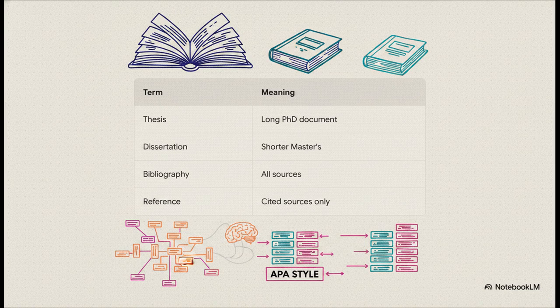Let's neatly clear up some common aspirant doubts regarding publication terms, because these get mixed up a lot. A thesis is a massive, long document for a PhD or MPhil, whereas a dissertation is generally a much shorter research work for a master's degree. Furthermore, you have to know the difference between your lists at the very end. A bibliography is a giant list of every single source you consulted, even if you didn't quote them. A reference list, on the other hand, strictly contains only the specific sources you directly cited in your text. Formatting these properly, usually in APA style for social sciences, is crucial.